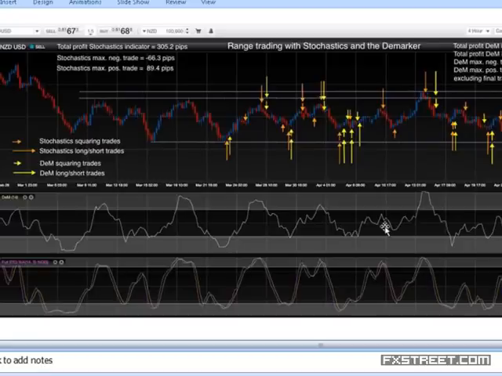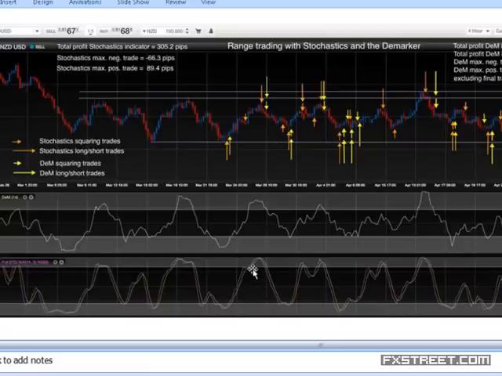Now the trades we'd put on after the range was established, so the arrows here are indicating the different trades that were put on. The stochastics, which is this bottom oscillator down the bottom here, we were putting on long trades when the percent K crosses percent D down here in this oversold zone.